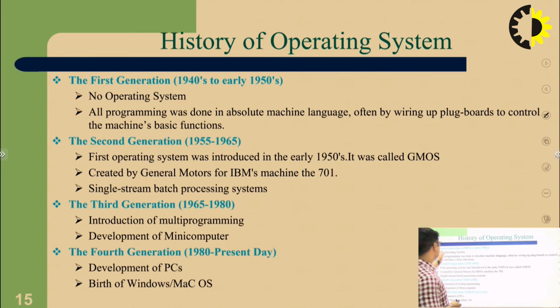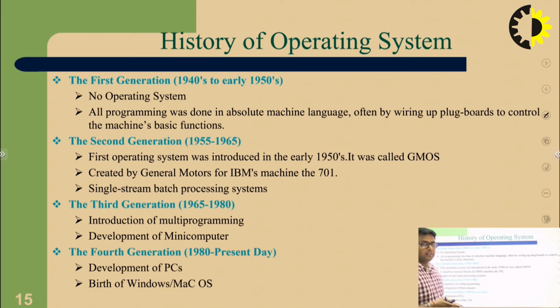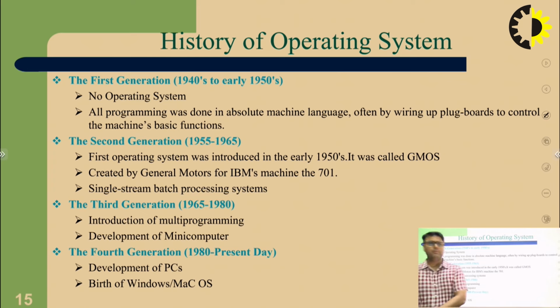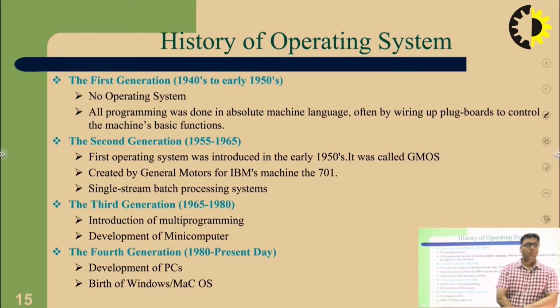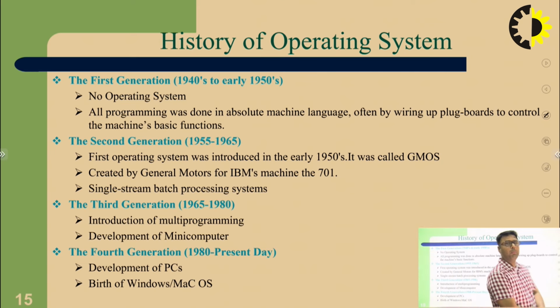The first generation is 1942 to the early 1950s. It is the first initial phase. The next generation is 1955 to 1965, the third generation is 1965 to 1980, and the fourth generation is 1980 to the present day. In the first generation there was no operating system. I already said at the start of the video that in earlier times there was no operating system, so communication with the system was very difficult. All programs were done in absolute machine language, often by writing on plug boards to control the machine's basic functions. This was very difficult and complex.